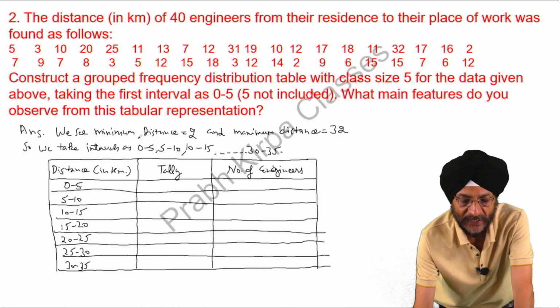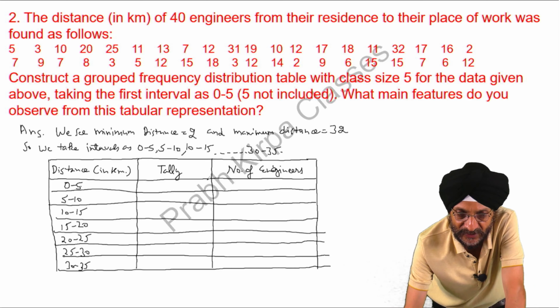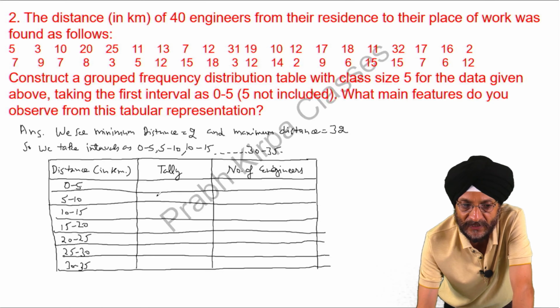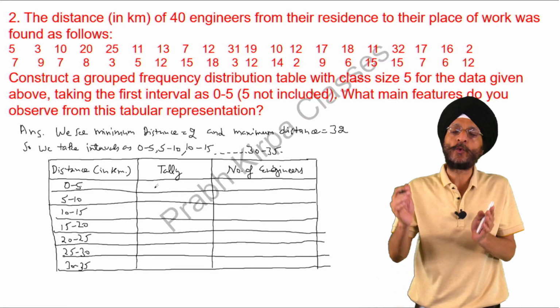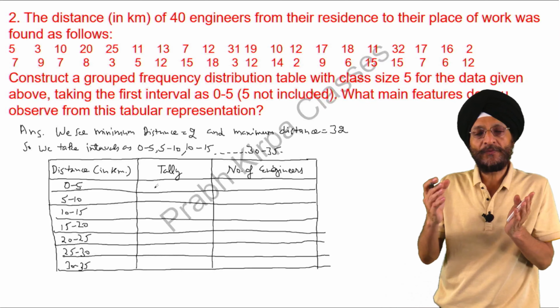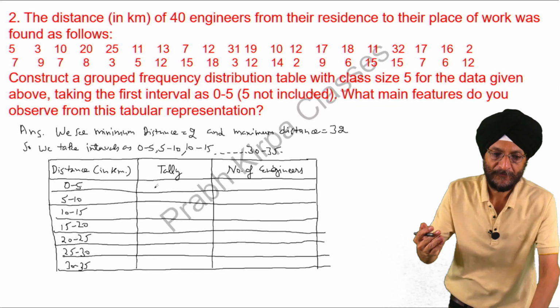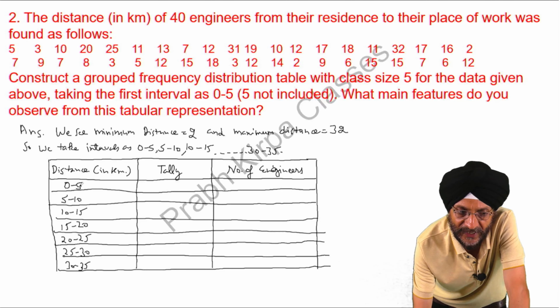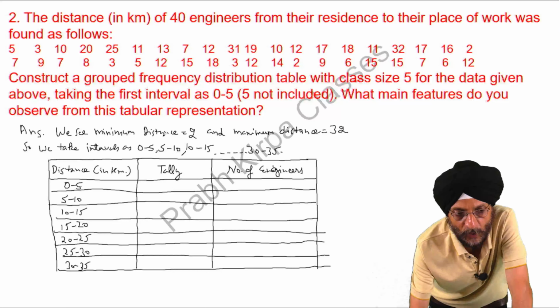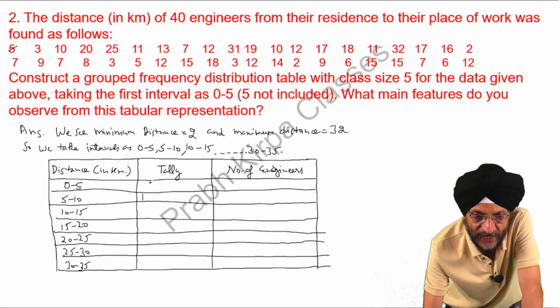Because if we take an engineer who travels 5 kilometers, and we take 5 kilometers here again, then it will result in duplication. We deal with it in such a way that we take it up to 5 and we will not count 5. So this is the first engineer who travels 5 kilometers. It will be counted here and not here.